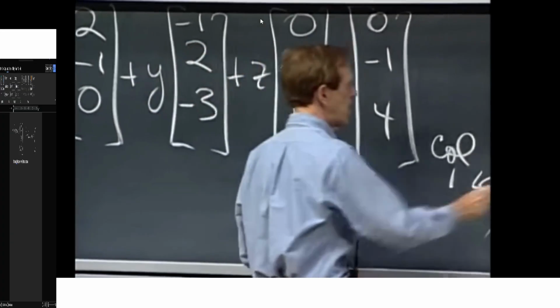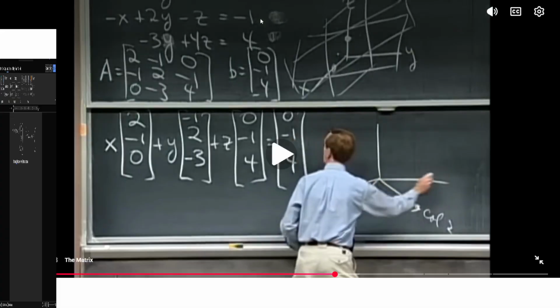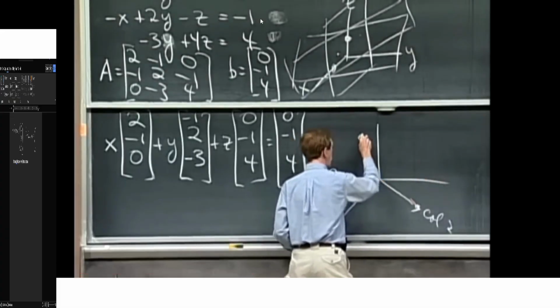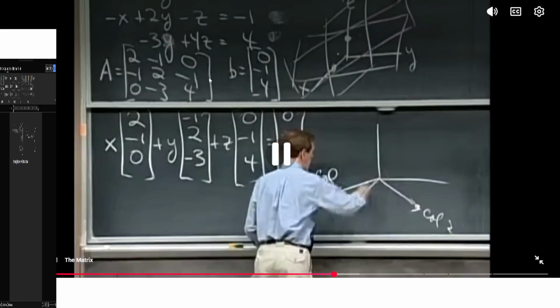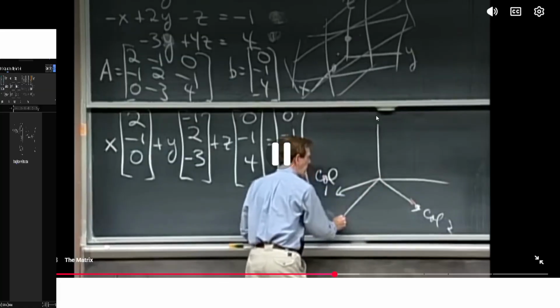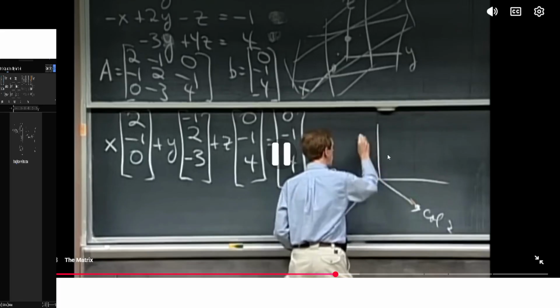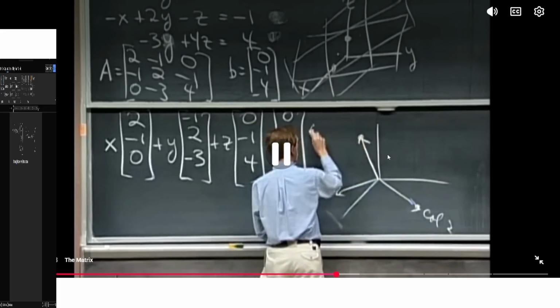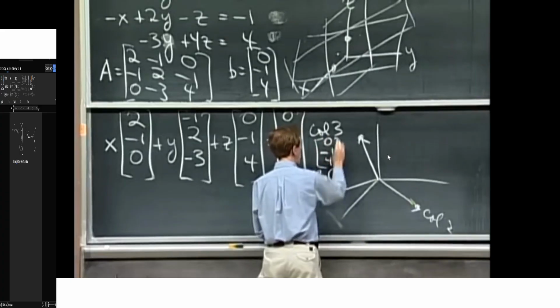So how shall I draw that? So nothing in this first component. The second component was a minus 1, maybe up here. So nothing here, minus 1, here. What about the 4? Maybe up here. That's column 3. That's the column 0, minus 1, and 4.